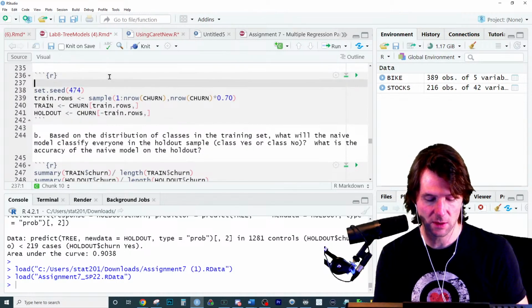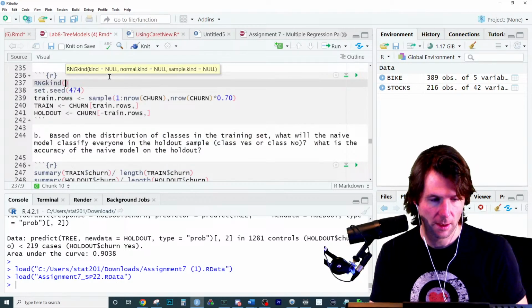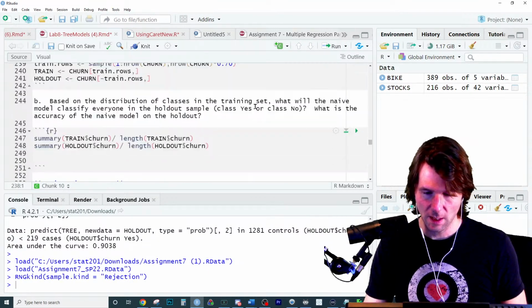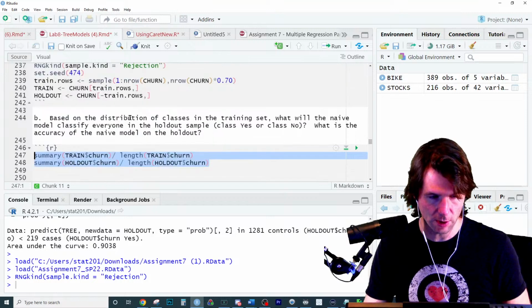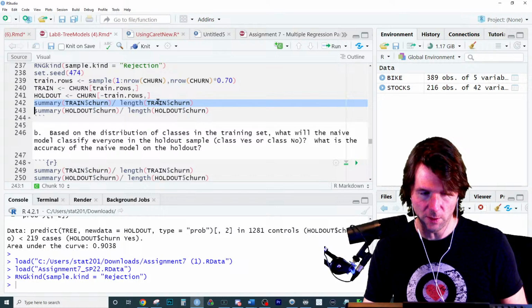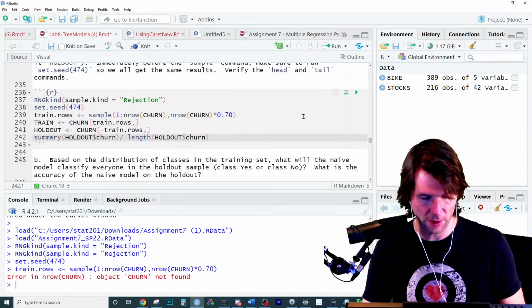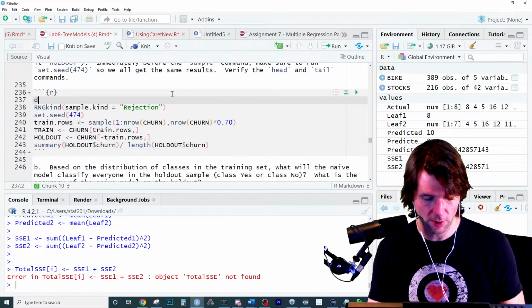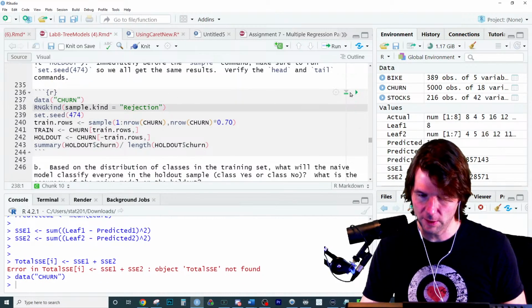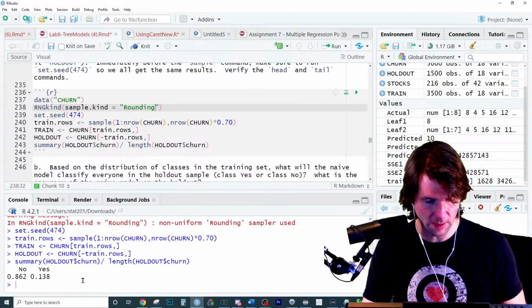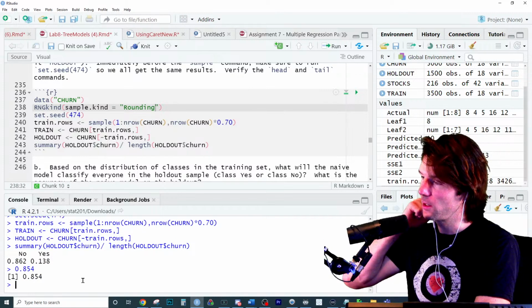So let's change this to RNGkind and go sample.kind equals rejection. Let's put all this in one chunk so we can run it, and let's only look at the holdout. So the holdout accuracy with rejection, oh, we don't have the churn anymore. Let's load in data churn. There's that. And it's 85.4, and then the rounding, so we'll copy this just so we remember it, and then the rounding is that. So I think that's what it is right there, Shreya.